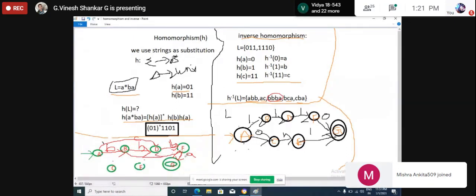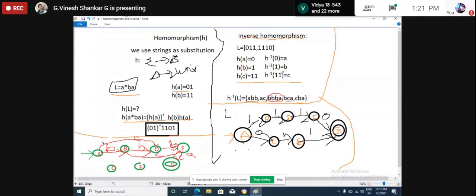Then it represents a double 1. Then a single one more 1 is there, right? That 1 is representing B, and double 1 is representing C. Then A, which means I am going to the final state. So all strings I have covered for the triple 1 0.